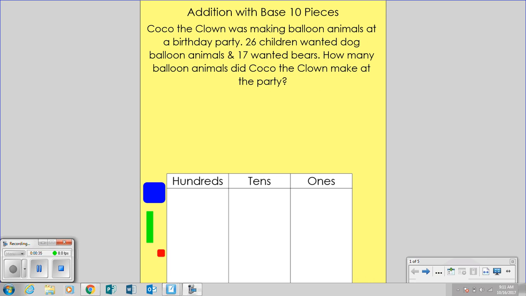Okay, so we got the clown. He's making balloon animals for everybody. He made some dog animals, and he made some bear balloon animals. We good? We know what's happening in this story? Yes. What's the second thing we need to do?